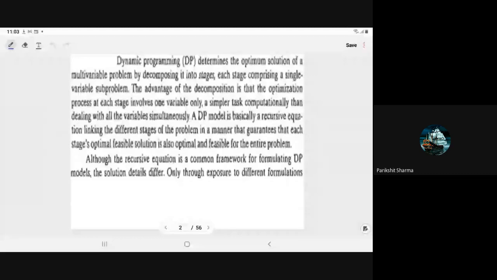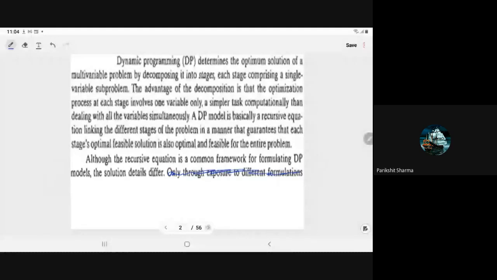So although the recursive equation is a common framework for formulating dynamic programming, the solution details differ, right? In all, we have one common equation with which all the stages are linked, and depending on the problem, whether we are solving a queuing problem, a linear program, inventory or reliability, accordingly the solution technique will differ. But common in all is that all the stages are linked by a common equation, known as the recursive equation.